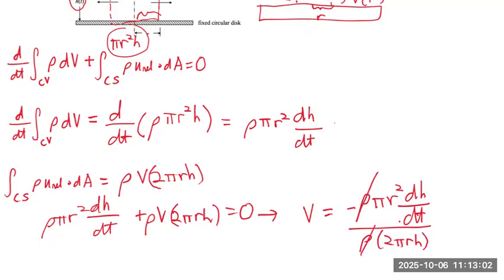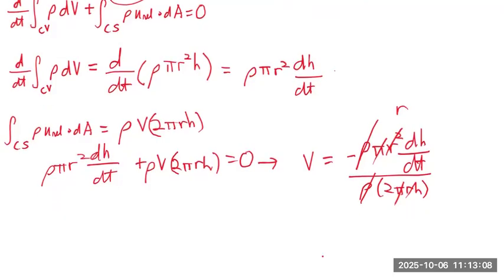Certain things cancel out. The rho cancels out, the pi cancels out, the r cancels out to remain with 1 r, and we are left with negative r over h dh dt. And sorry, don't forget this 2 over here. Yes, so it's going to be negative r over 2h times dh dt.